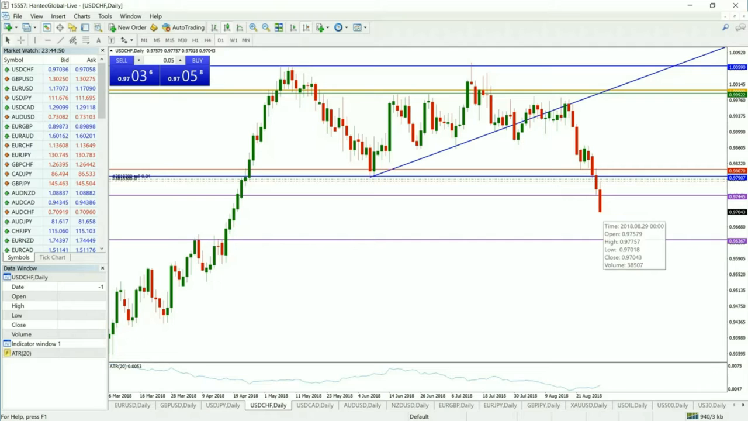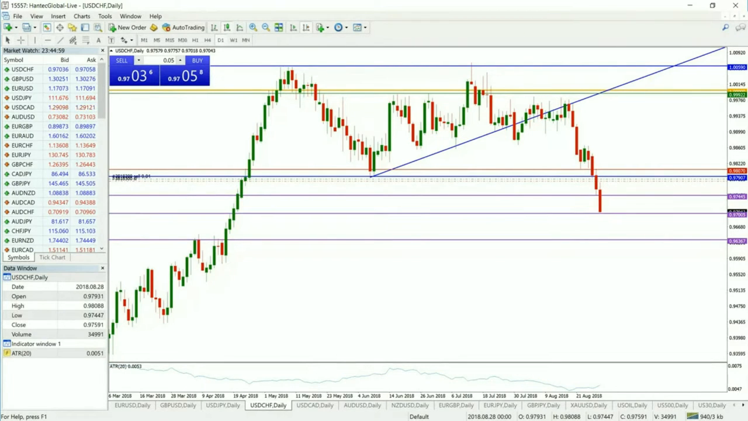So really, if we get a break beneath today's low tomorrow, we'll be looking for continuation in the dollar Swiss, somewhere around the 9,700. So below the 9,700, we'll be looking for continuation in the dollar Swiss.